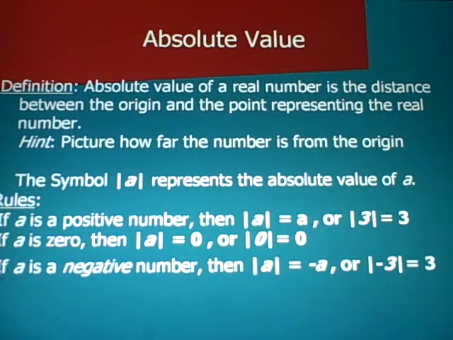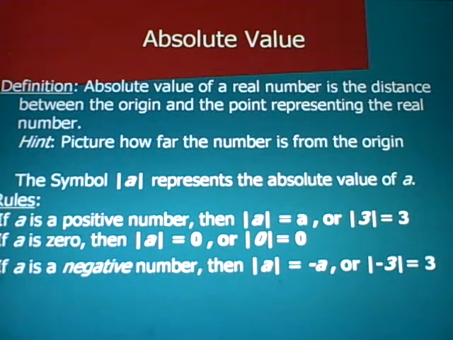Now we can go on to the absolute value definition. The absolute value of a real number is the distance between the origin and the point representing the real number. You'll remember on our prior presentation, algebra deals almost exclusively with real numbers. So my hint here is picture how far the number is from the origin.